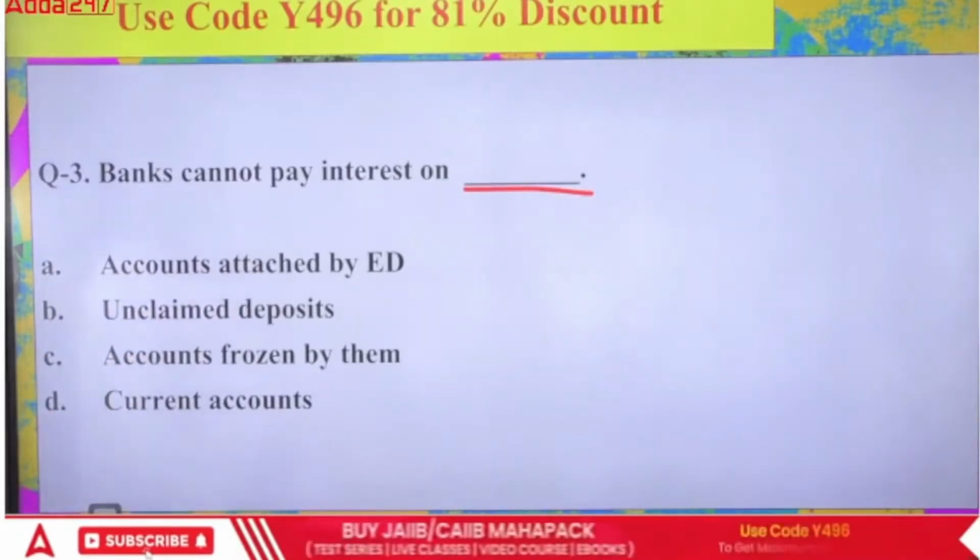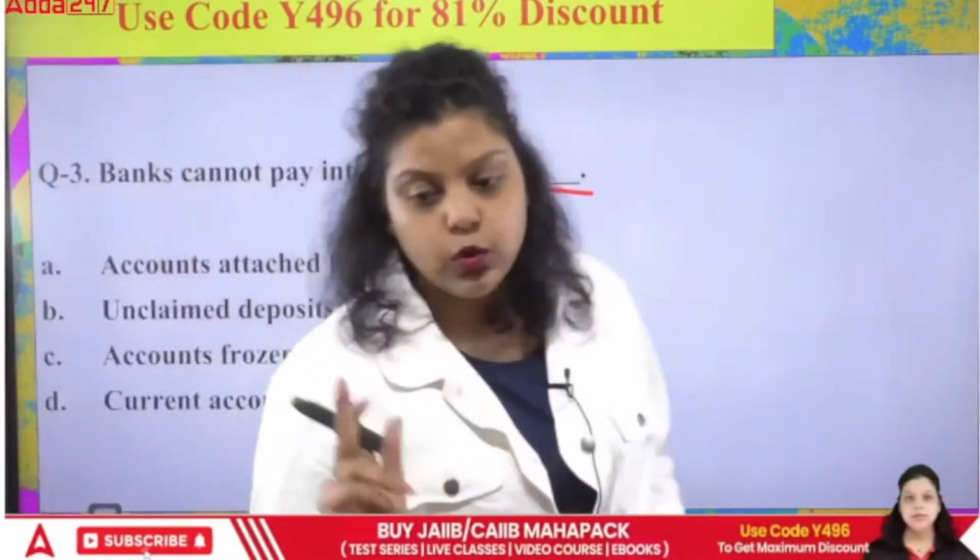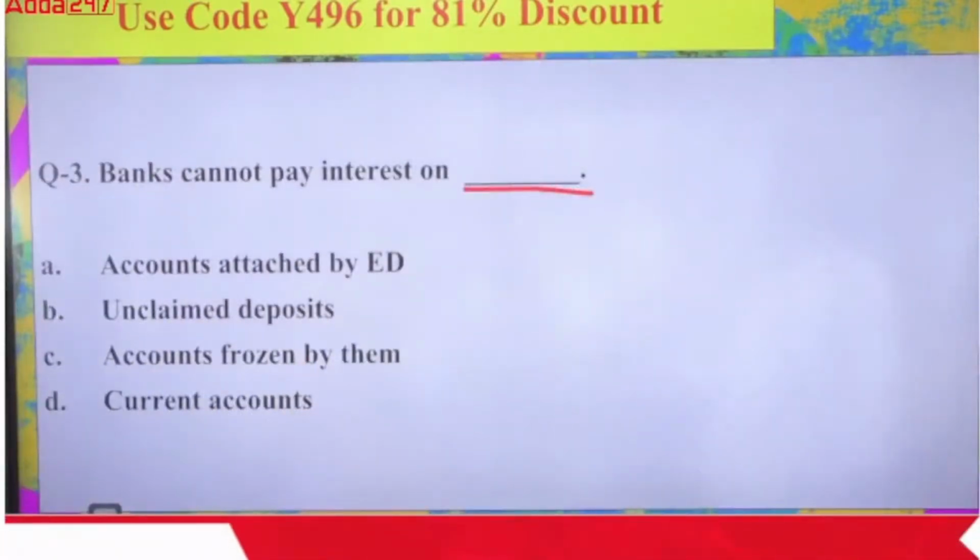So what do you think? Which of the following is the account in which banks are not allowed to pay interest to the customer? A, B, C, or D?